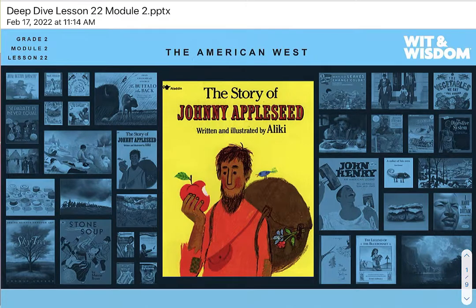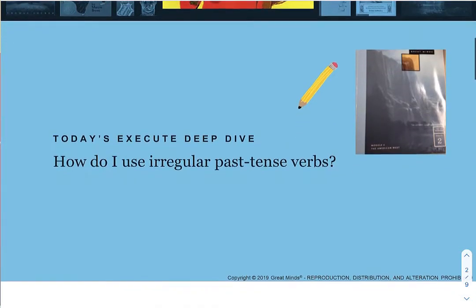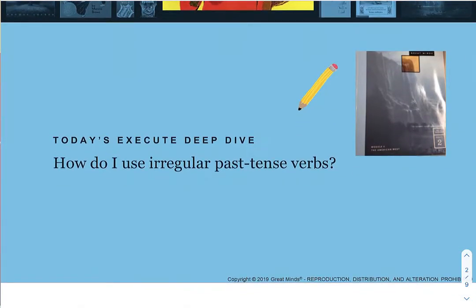Today we are on Deep Dive Lesson 22 of Module 2. You will need your blue workbook and a pencil. Today we are going to focus on how do I use irregular past tense verbs. In order to do this, we need to remind ourselves what is a regular past tense verb and what is an irregular past tense verb.